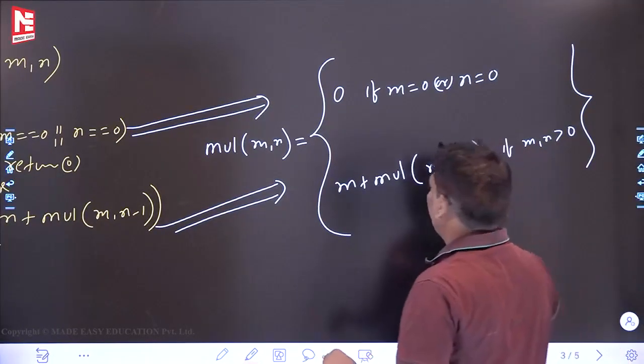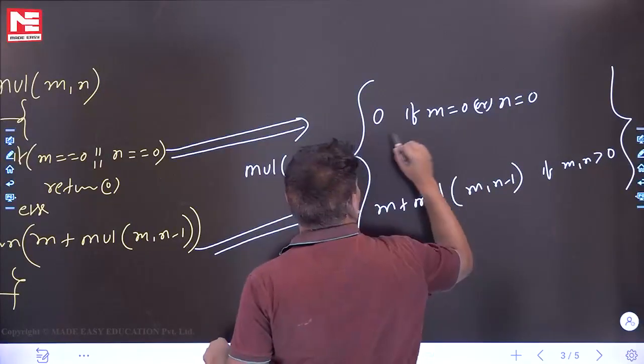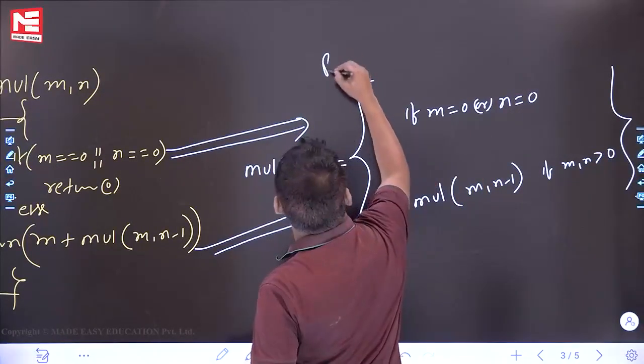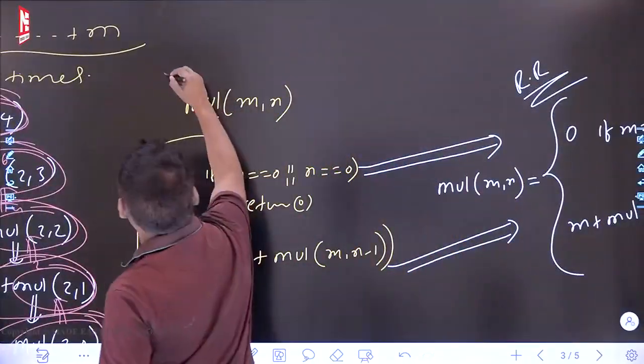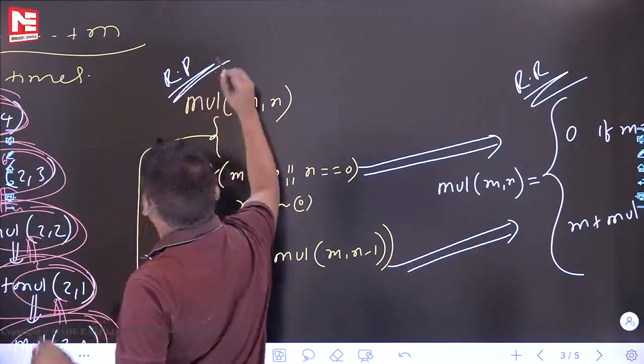Same recursive program, right, in the form of a mathematical relation, that is called as recurrence relation. It is a recurrence relation. It is a recursive program. It is a recursive program, right?